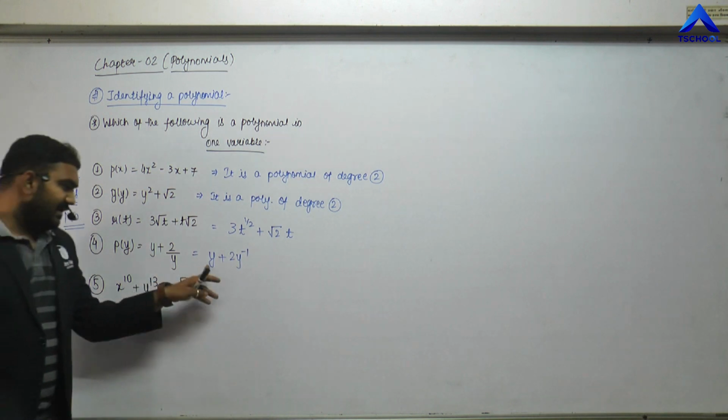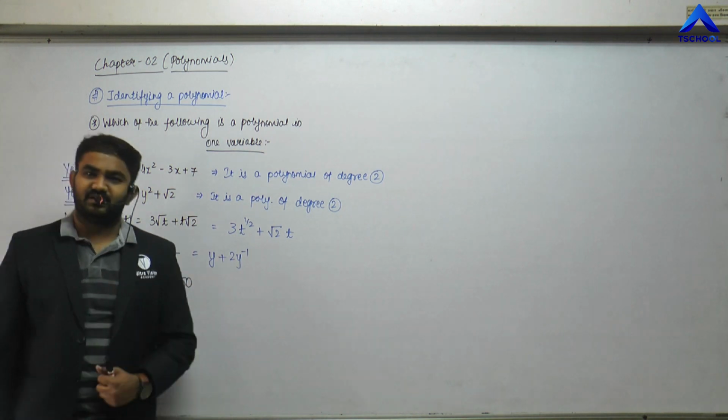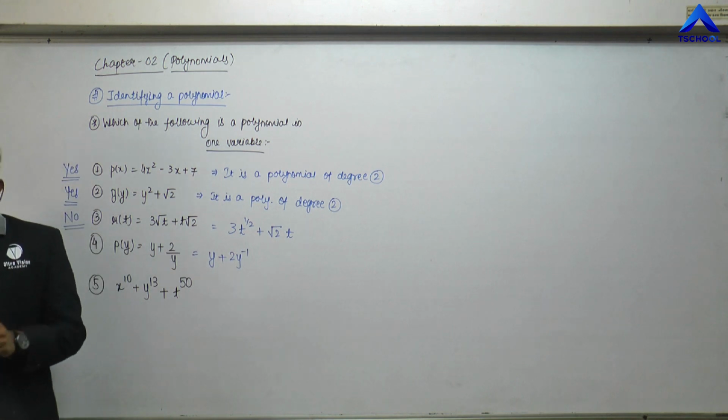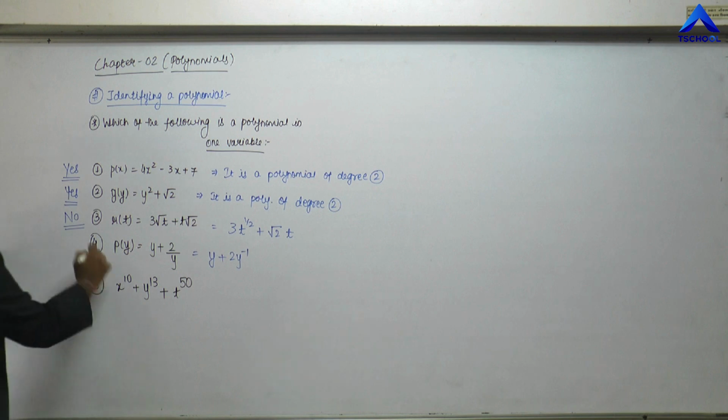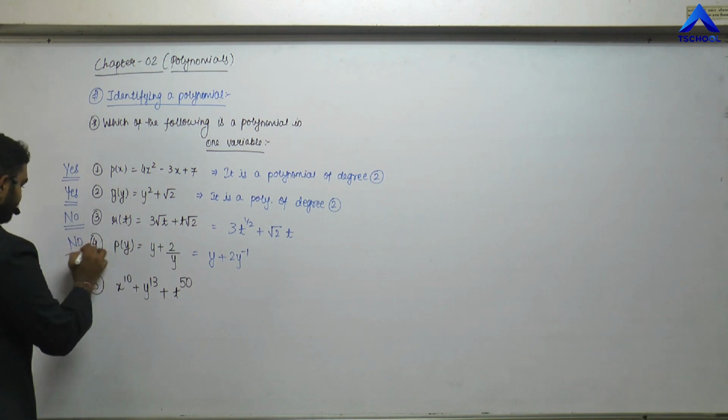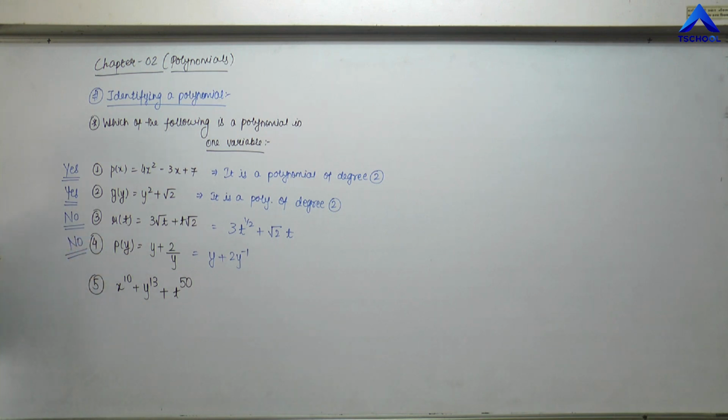Here this y is valid, but this y raised to minus 1 is not valid. Why? Because minus 1 does not belong to the category of whole numbers, and hence you can say that no, this is not a polynomial, right?